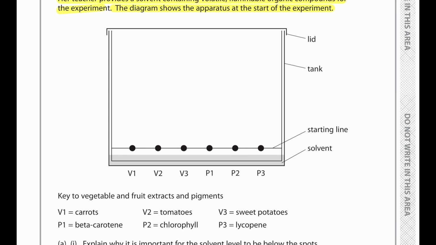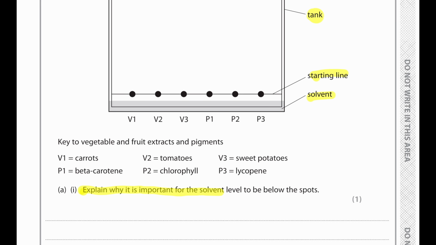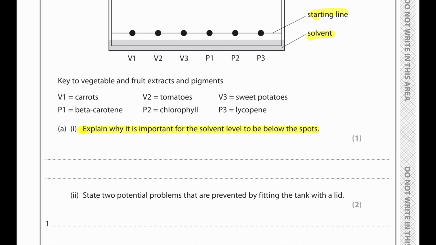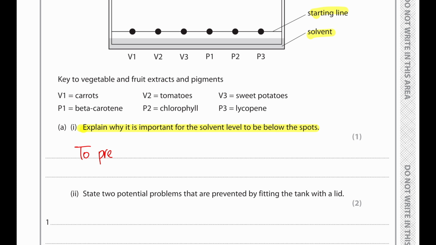So we can see the lid, tank, starting line, and then solvent. Okay, so explain why it is important for the solvent level to be below the spots. We have the solvent below the spots so that the solvent does not wash away or dissolve the spots, or the fruit extracts, pigments.